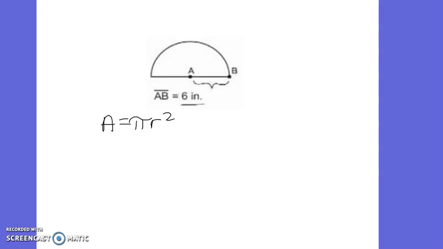If you remember from the other video, it is super, super, super important that we label what we're given. It looks like we're given the whole diameter, right? However, this says AB. This little line here means line segment. So from here to here, AB is 6. That means this distance from here to here is 6. So we actually do not have the diameter. We have the radius. So I'm going to label that r equals 6 inches.